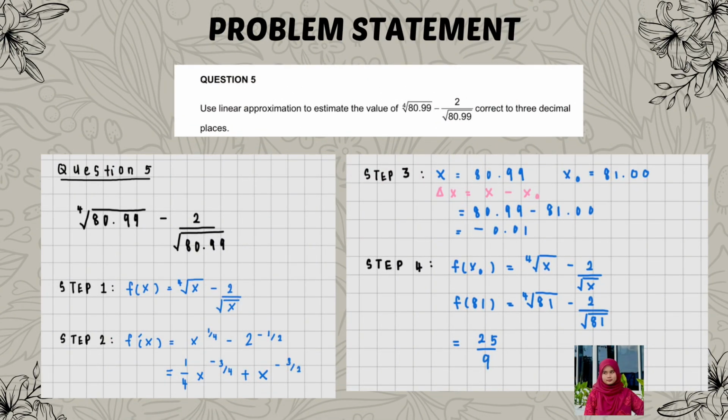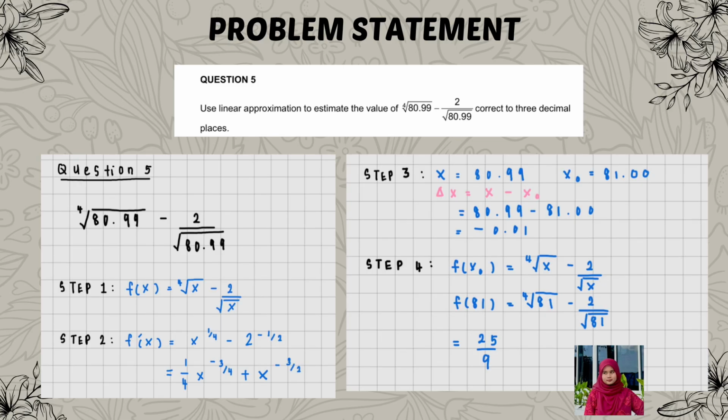Next, let's move to the last question, which is question 5. Step 1, you need to identify f(s). So let f(s) equal to fourth root of s minus 2 over square root of s. Step 2, find the derivative of f(s). Using power rule, f(s) equals s power of 1 over 4 minus 2 s power of negative 1 over 2, and then differentiating, f prime s equals 1 over 4 s power of negative 3 over 4 plus s power of negative 3 over 2.